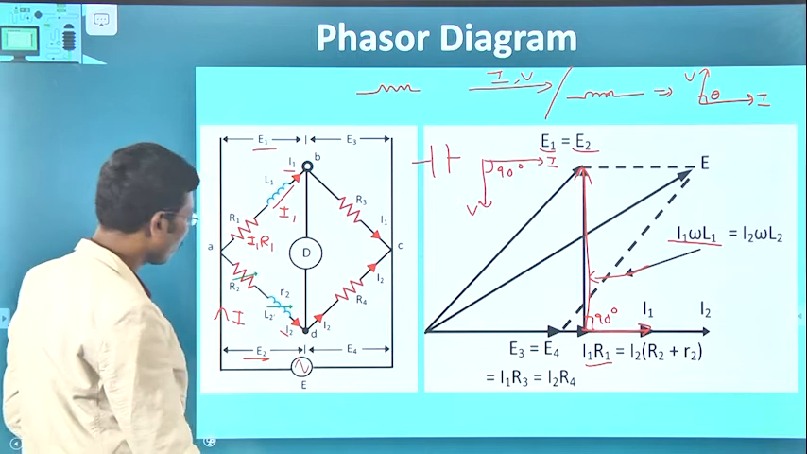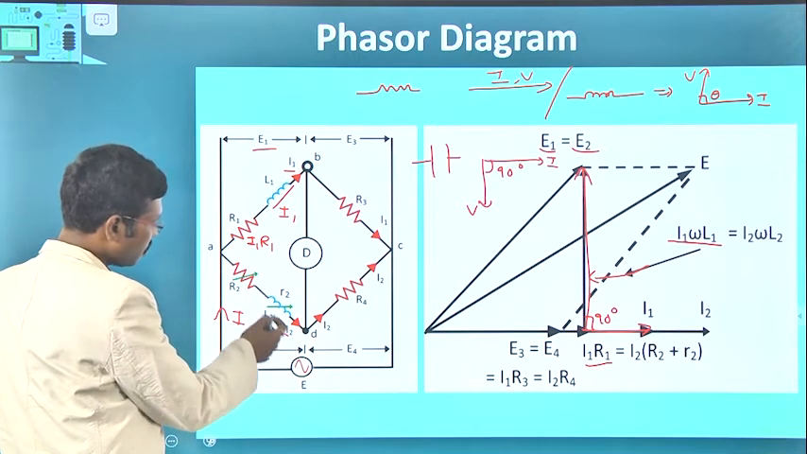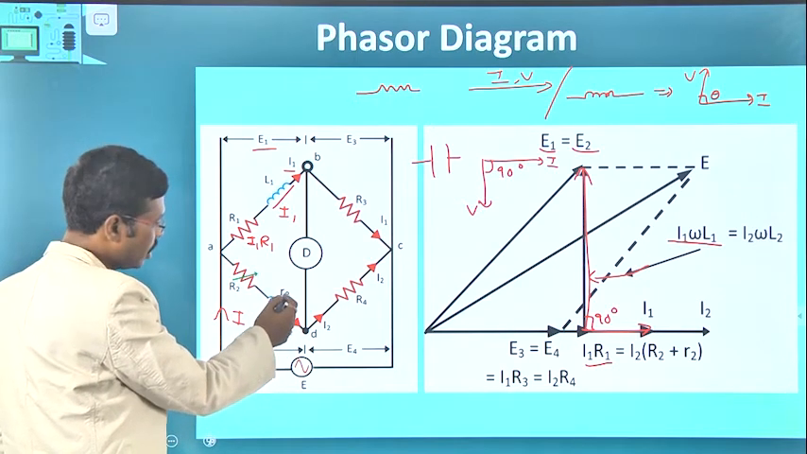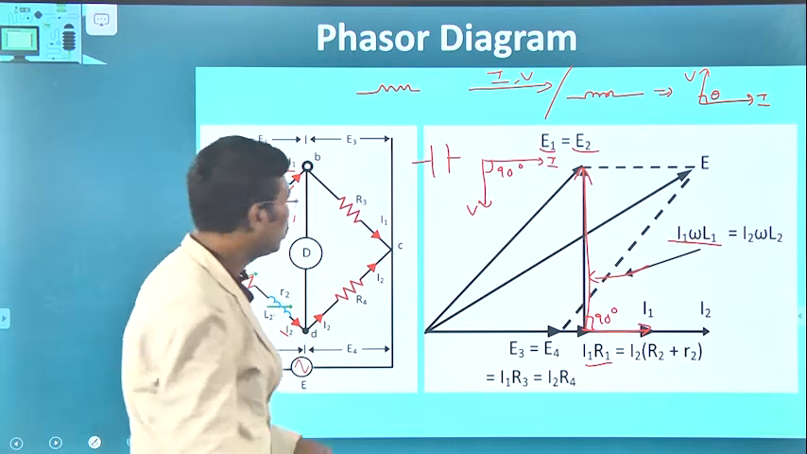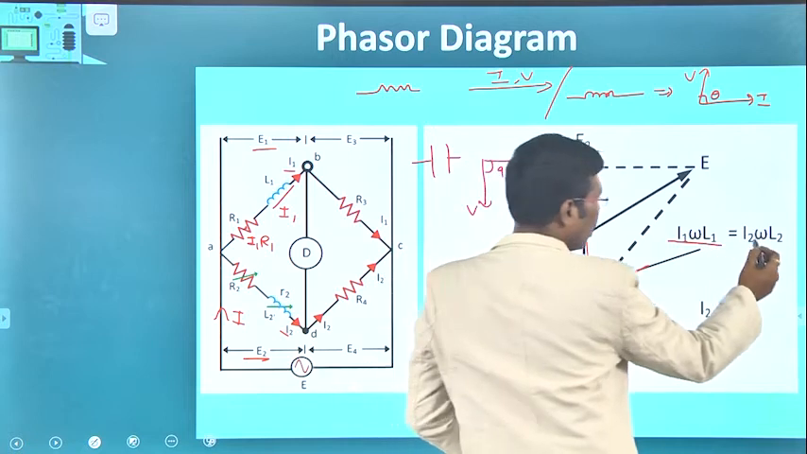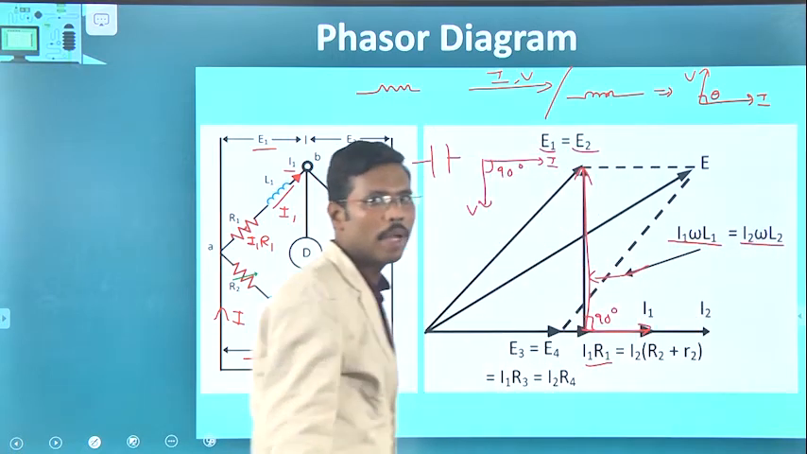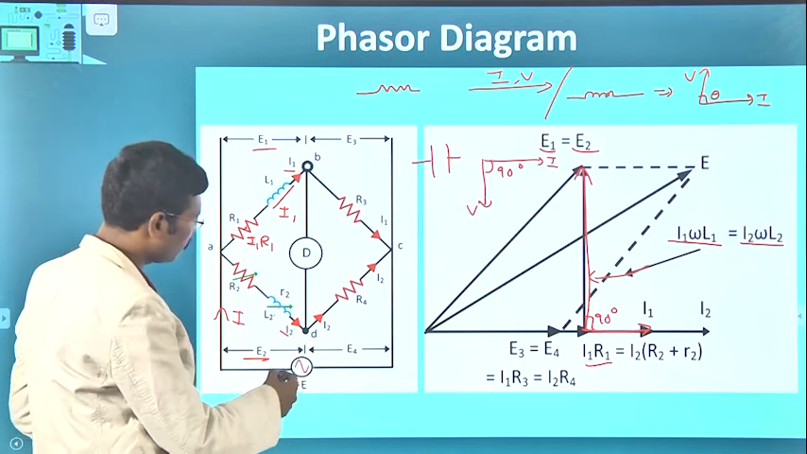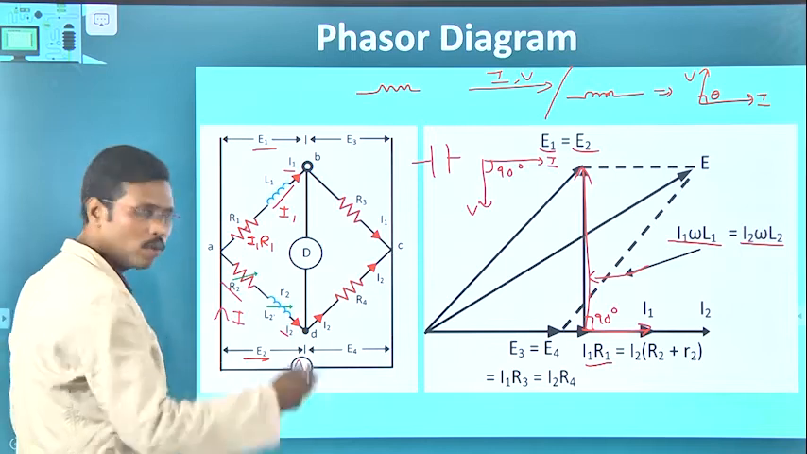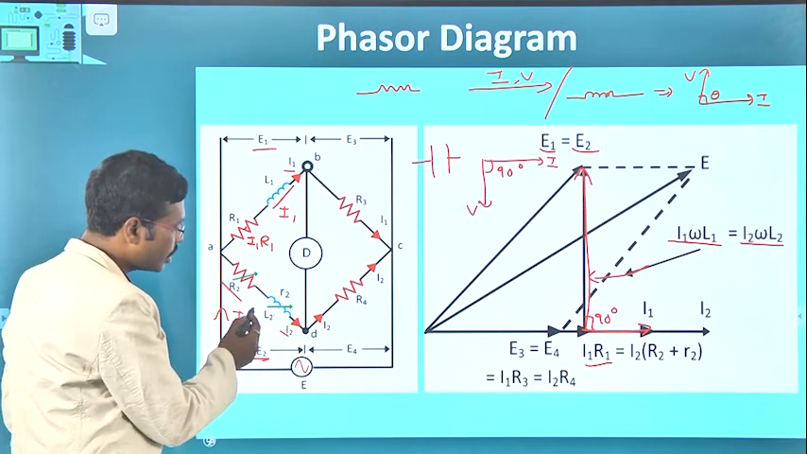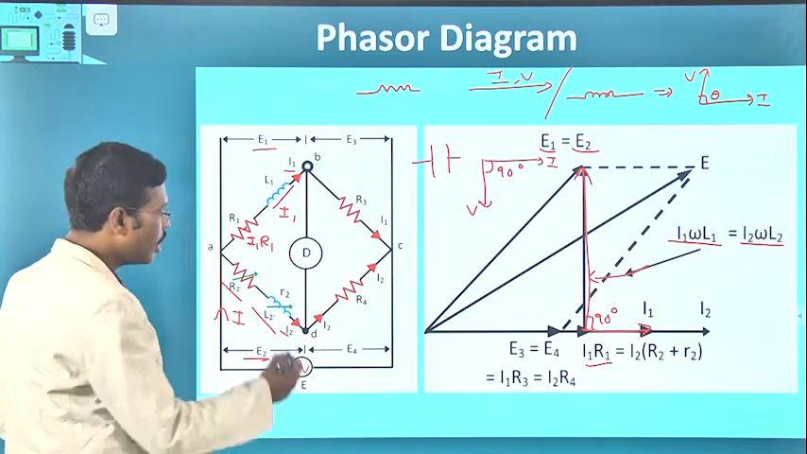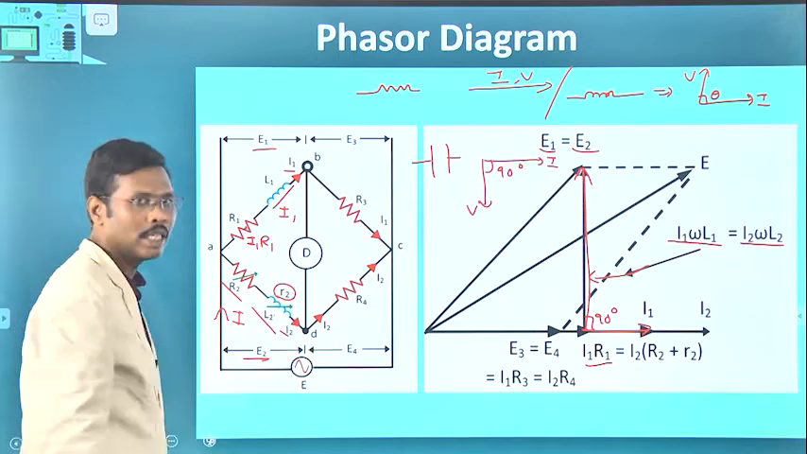In the same way, the current I2 passing through inductor L2 is related to the current passing through inductor L1. So, I1 omega L1 will be equal to I2 omega L2. And the current passes through this resistance capital R2. Also, here we have considered a variable inductor L2, and this variable inductor will be associated with an internal resistance, which I am considering as small r2.